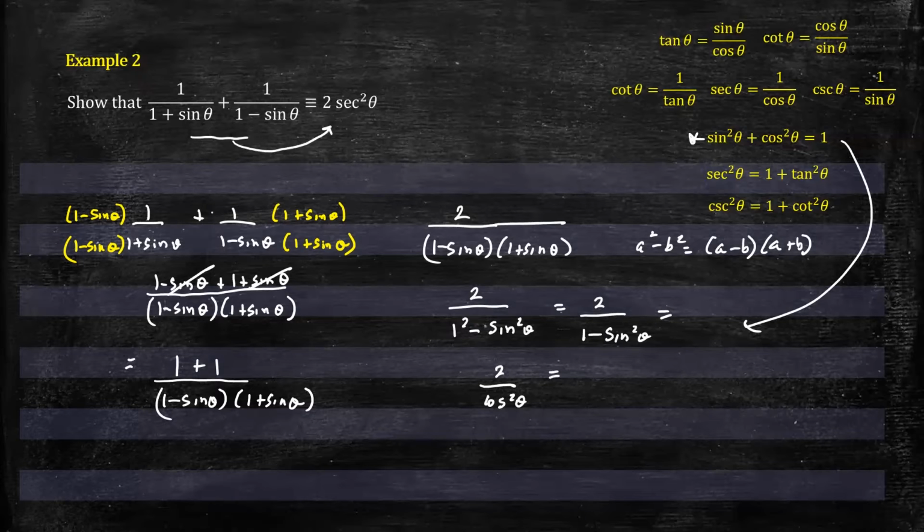And you're going to have 2 on cos squared theta, which simplifies to 2 sec squared theta. And that equals the right-hand side.